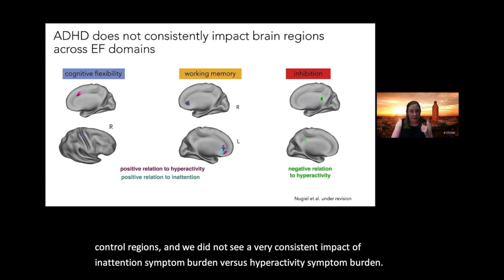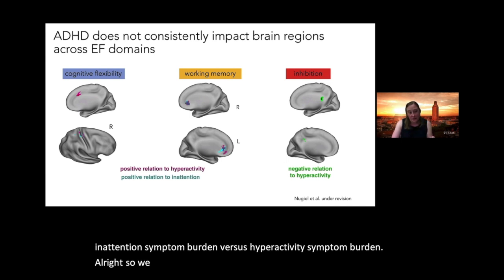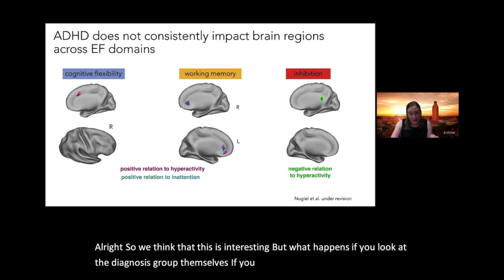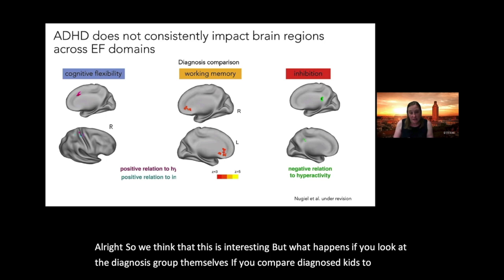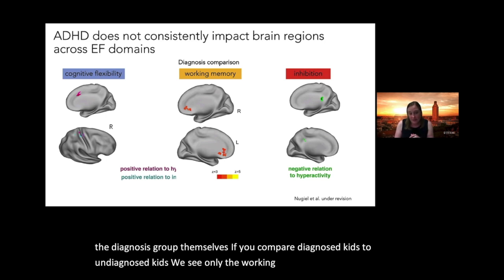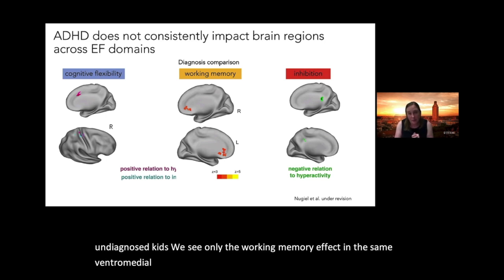All right, so we think that this is interesting, but what happens if you look at the diagnosis groups themselves? If you compare diagnosed kids to undiagnosed kids, we see only the working memory effect in the same ventromedial prefrontal cortex regions, but we lose out on some of the nuance of the cognitive flexibility and inhibition tasks.